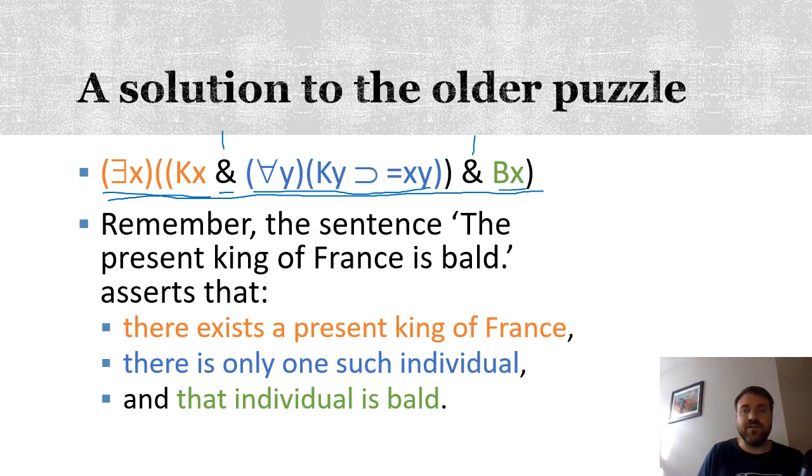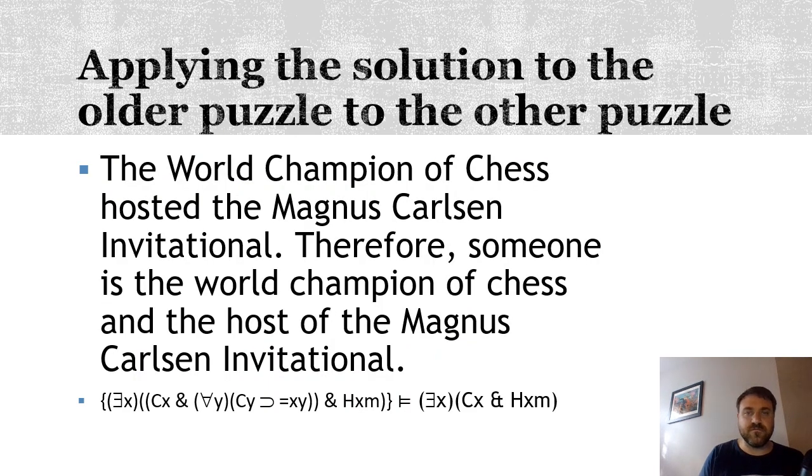So notice all of this is in the scope of the existential quantifier here, because it has to be, because there's an X here, and there's an X here, and there's an X here. So all those variables have to be in the scope of their quantifier. And so let's see what happens when we try and apply this solution to the other puzzle, right?